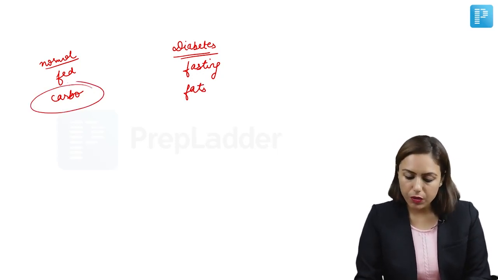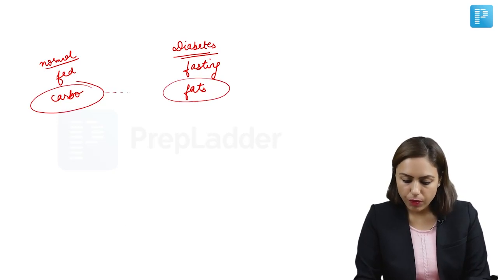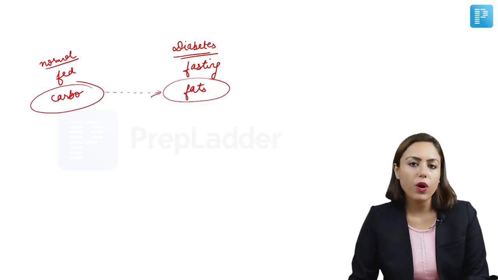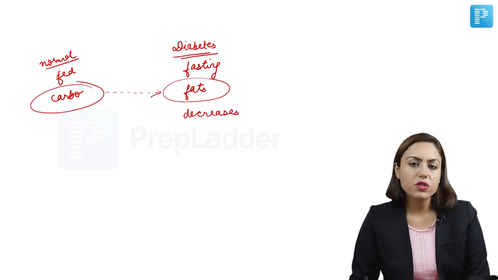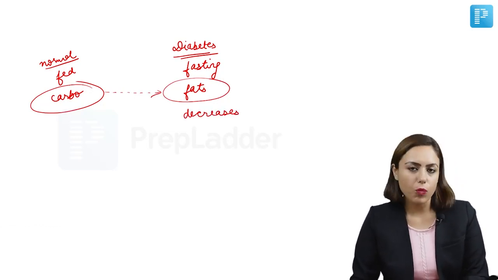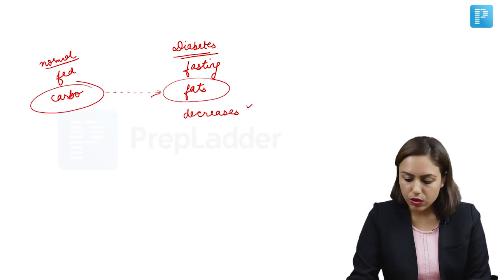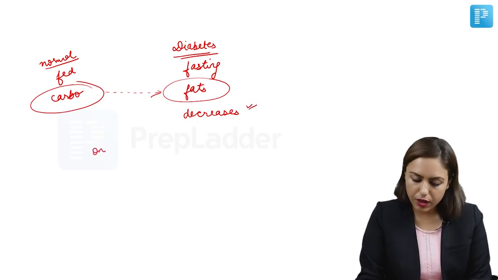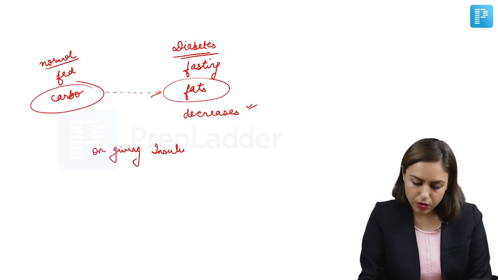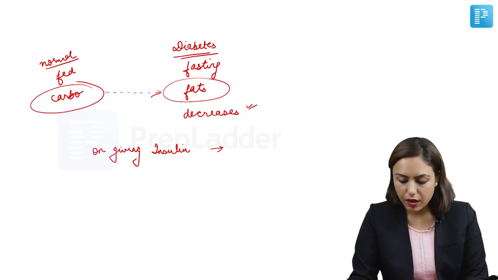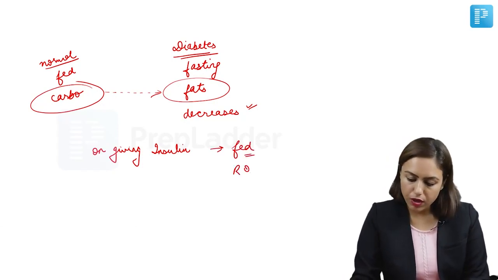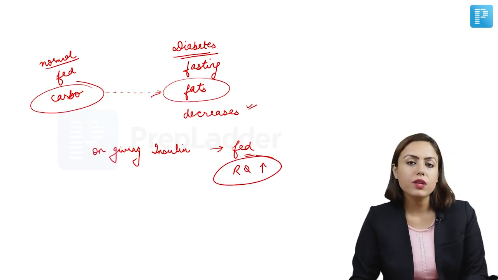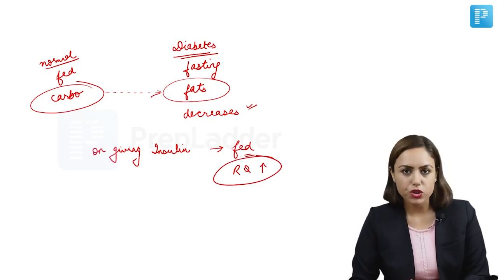Now what happens to RQ in diabetes? The main fuel is shifted from carbohydrates to fats. So RQ decreases because RQ of fat is less than carbohydrates, right? So RQ decreases in diabetes. And on giving insulin, what will happen? Glucose will again enter the cells and the body will be again in a fed kind of state. So RQ will increase on giving insulin in a diabetic patient, right?